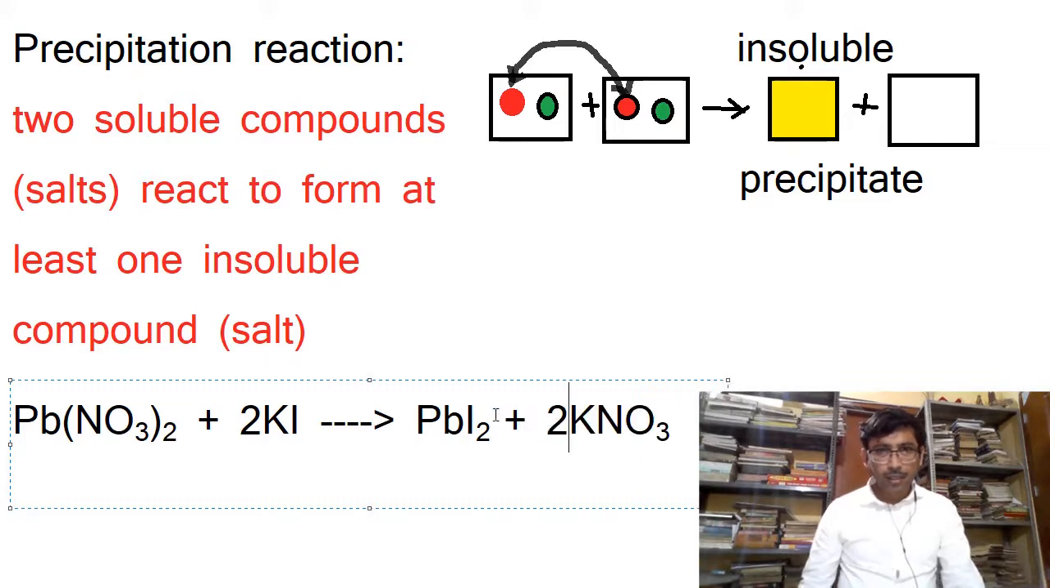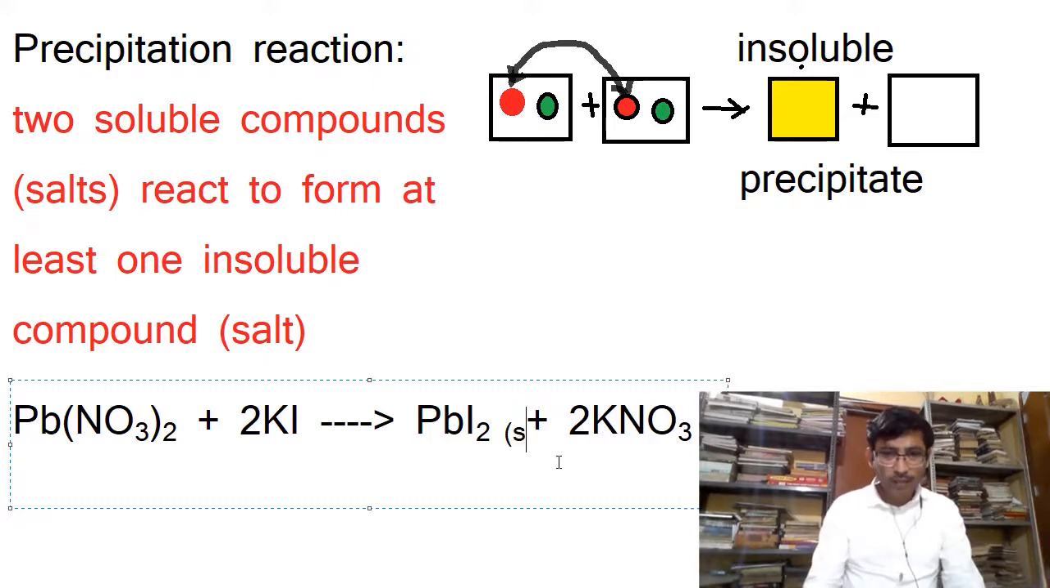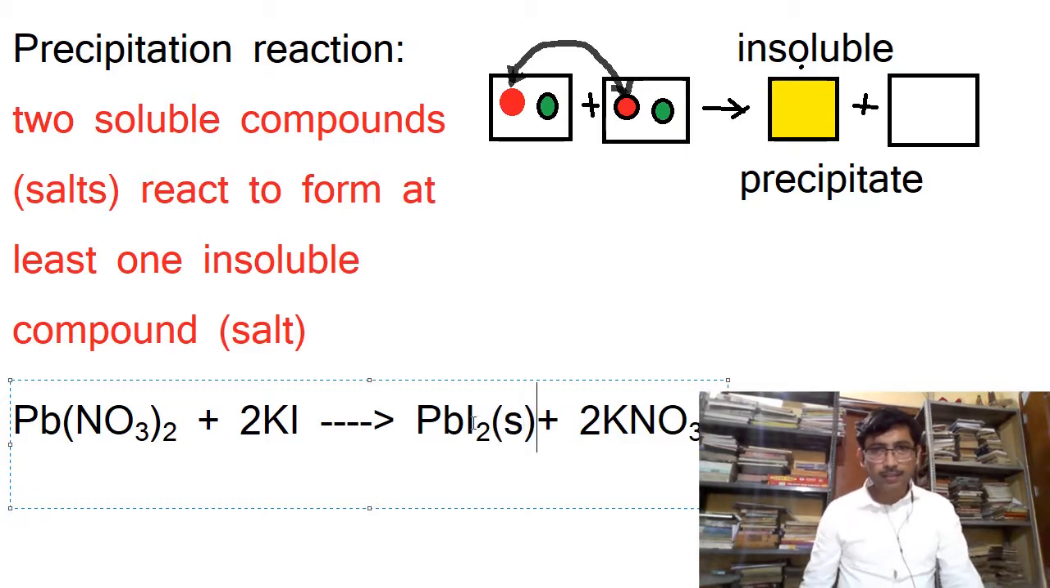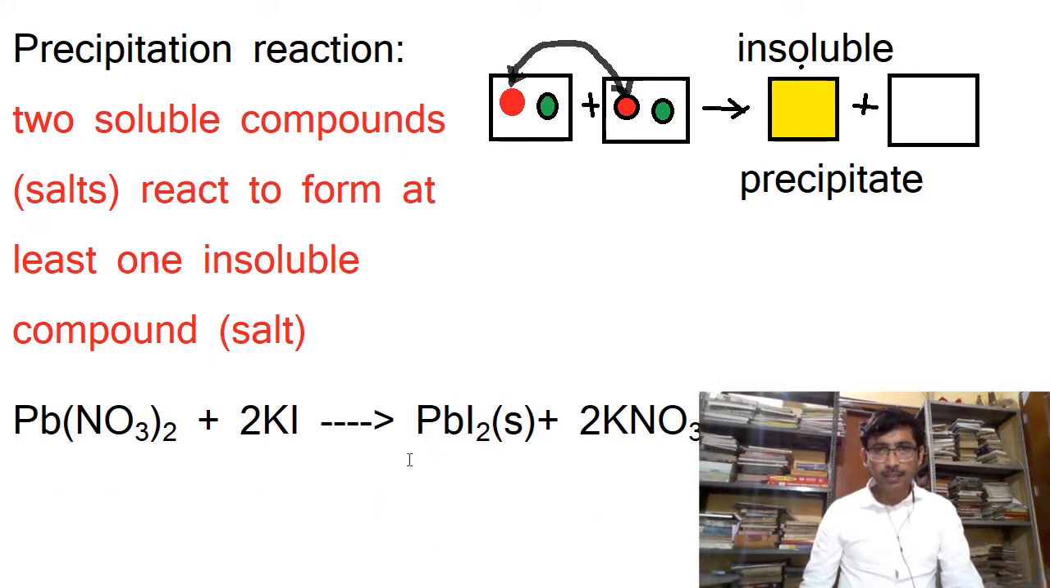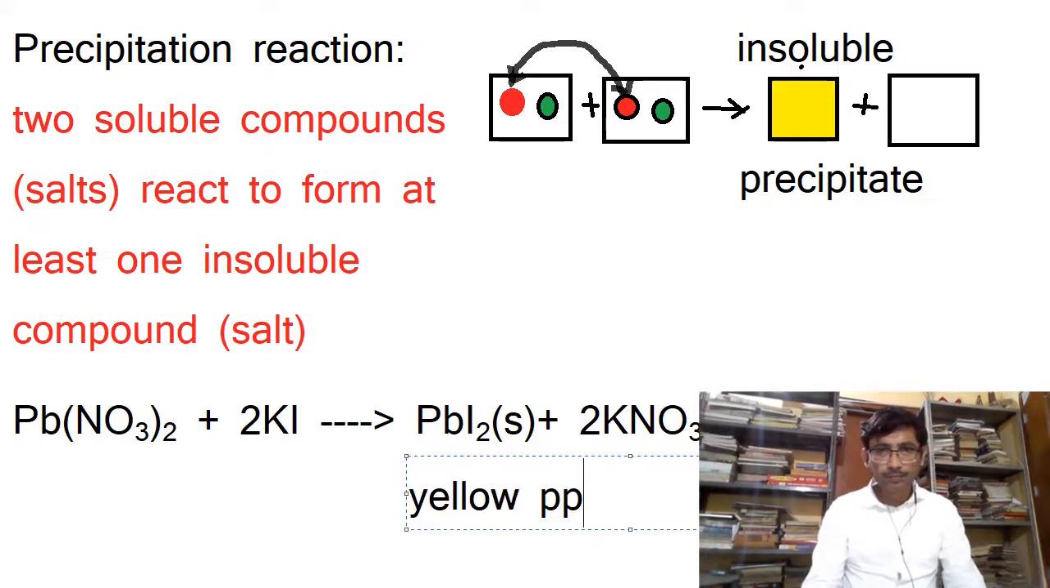And here we can write S because this is the solid, this is the precipitate. These are all soluble, but this one is insoluble, and this one settles down as a precipitate and it is yellow in color. So we see that yellow precipitate. So this is an example of precipitation reaction. We'll just take a look at it once again.